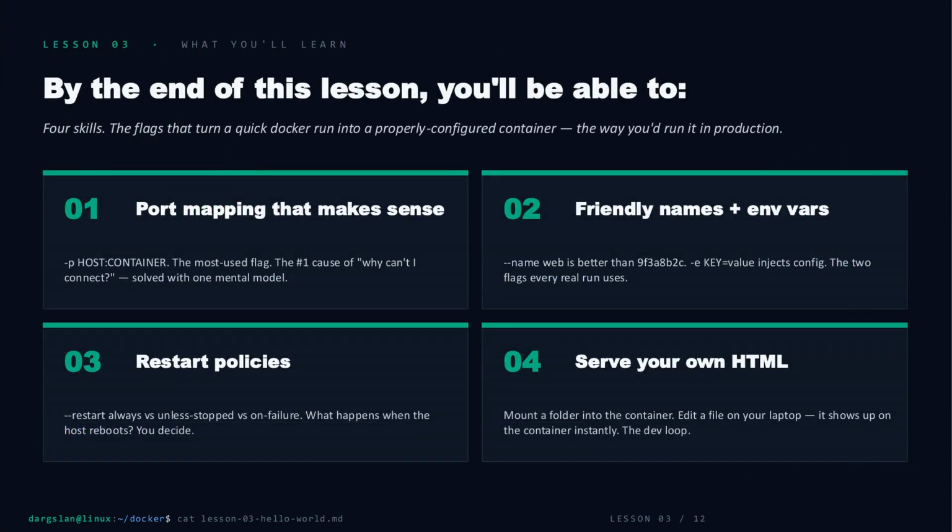So here's the roadmap. 4 skills, 4 flags. First, port mapping with -p, which is hands down the #1 reason people can't reach their container. Second, giving things friendly names and passing in environment variables, the 2 flags every real run uses. Third, restart policies, so you decide what happens when the host reboots. And fourth, mounting a folder so you can edit files on your laptop and see them live in the container. Master these 4, and you've got the production-shaped Docker run.